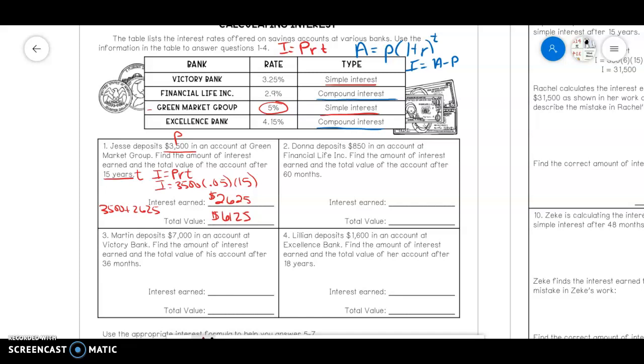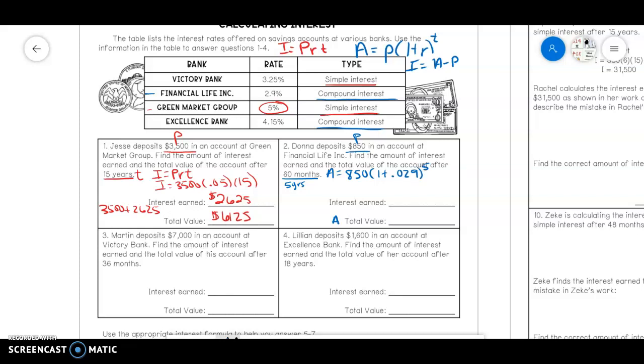Donna deposits $850 in an account at Financial Life. Well, if we look up here, Financial Life is in fact going to be a compound interest. So here's our P. Find the amount of interest earned on the total value of the account after 60 months. Now remember, we talked about T is always years. So I'm going to actually change this to 5 years. And then we can start plugging things in. So we're going to actually get our account value, A, first, and then we'll have to go back to find that interest. So our principal is 850 times 1 plus our rate as a decimal, 0.029 to the 5th power.